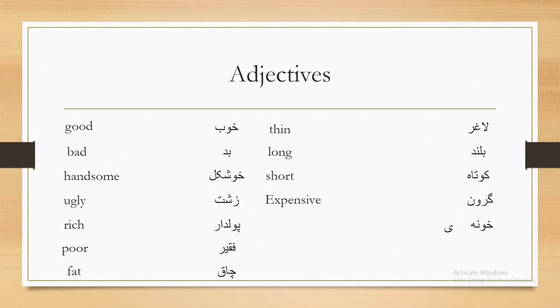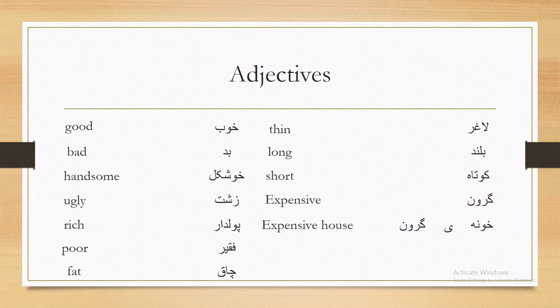As I said, we use adjectives after the noun, and we use ye between them if the noun has he at the end. So the next word should be an adjective. We want to say expensive house, so we should use the adjective expensive, which means گرون. خونه گرون. Expensive house.